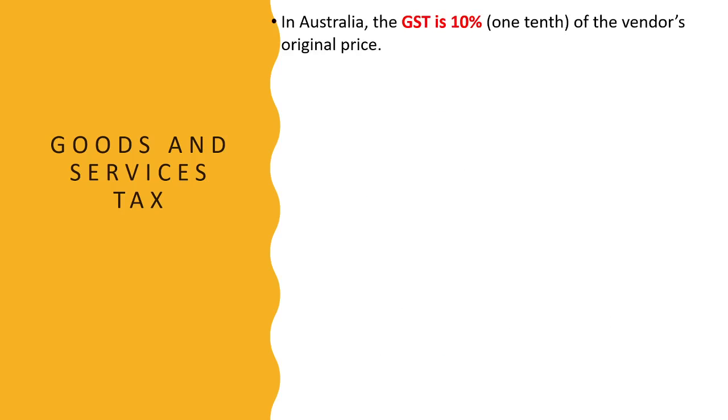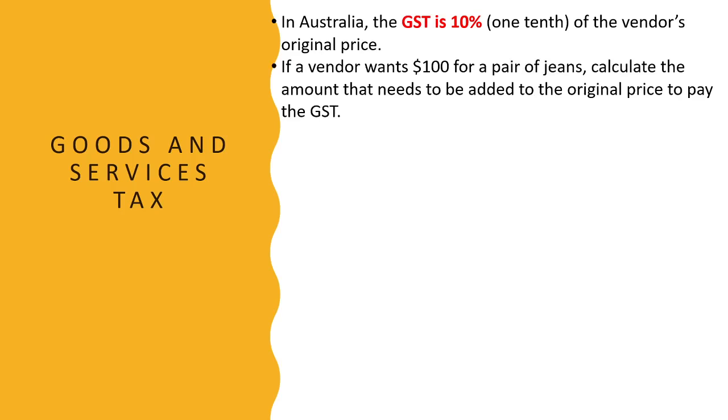So in Australia, we have a GST of 10%, which is 1/10 of the original price. So if a vendor wants to sell a pair of jeans for $100, they'll need to calculate the amount that needs to be added to that original price for the GST. So in this case, the GST is 100 divided by 10, because it is 1/10, and our GST that needs to be paid is $10.